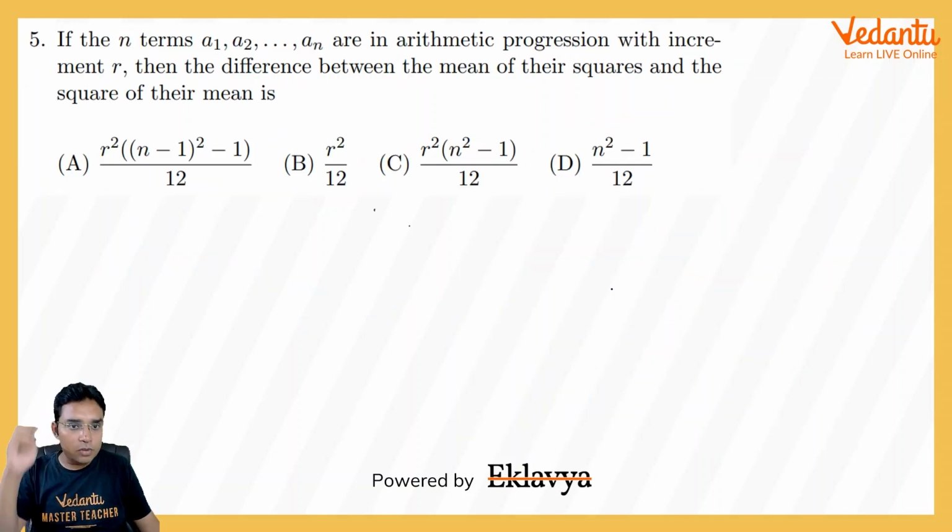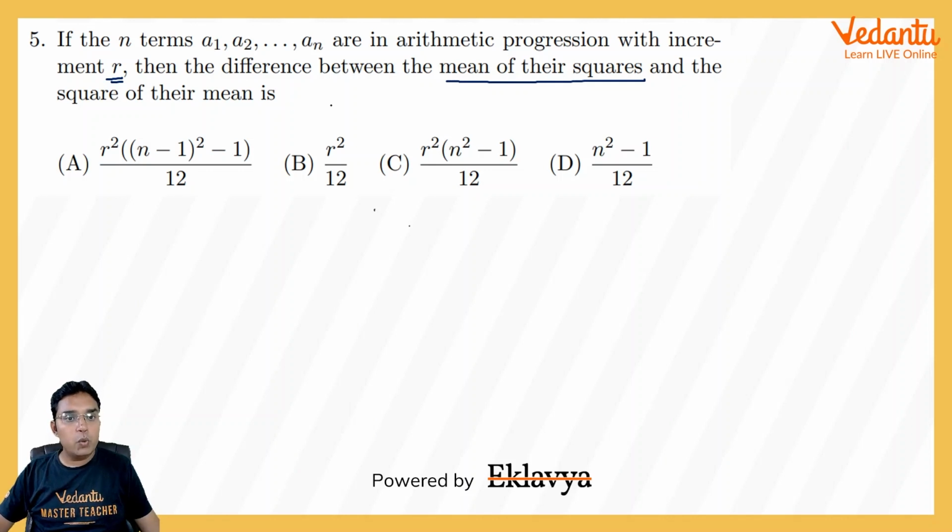Okay, now coming to the next question, question number 5. It says if the n terms a1, a2, a3, an are in AP with increment r, increment I think they mean to say common difference, then the difference between the mean of their squares and the square of their mean is. Dear all, if you do this question by taking a1, a2, an, it can be difficult, but let me tell you, if you understand the concept of variance of some data, it is nothing but what they are asking here.